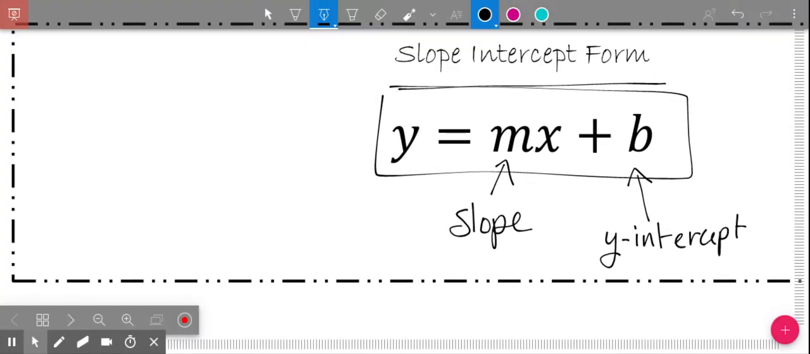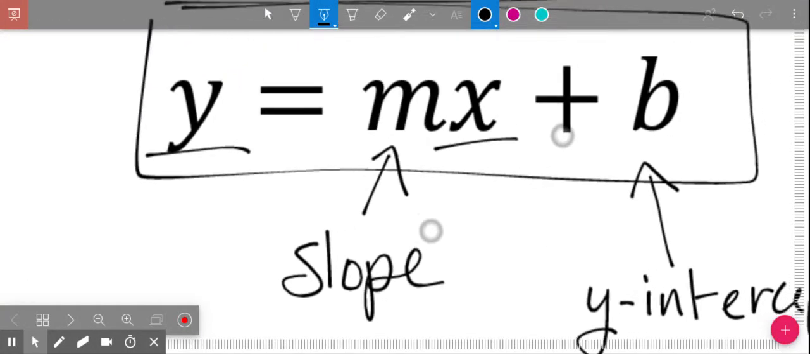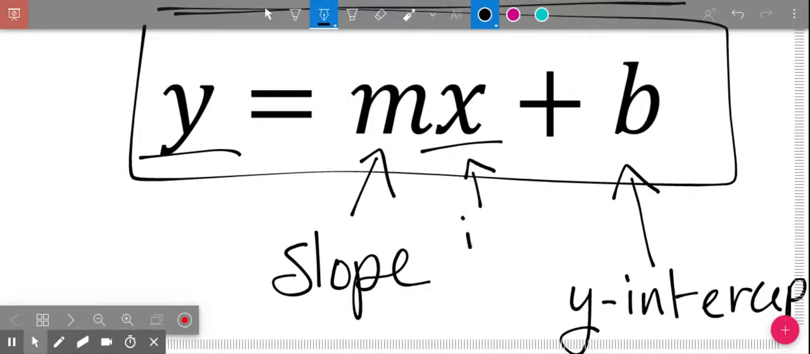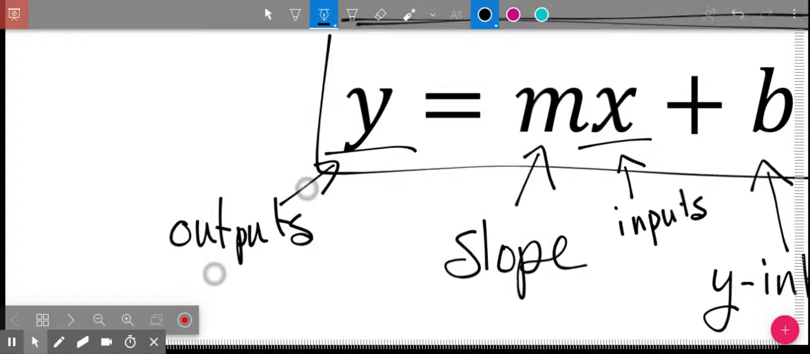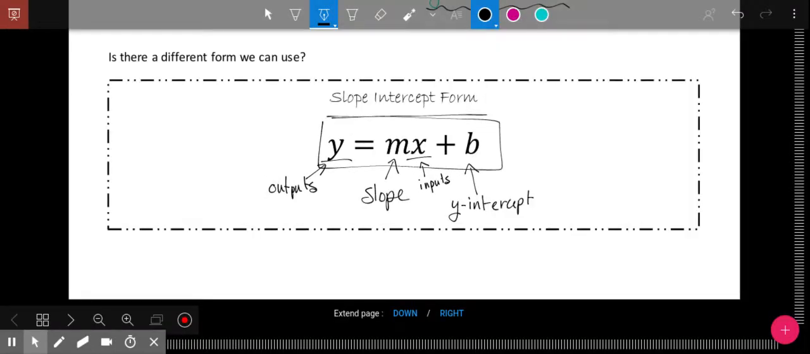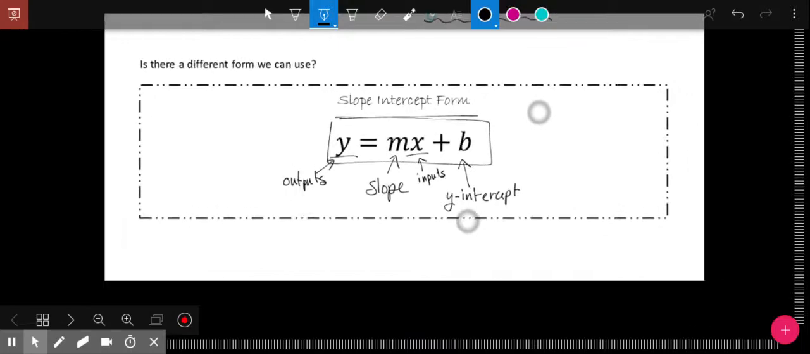And then remember, your x and your y are just your inputs and your outputs. The x is just your inputs, and the y is just your outputs. We're going to be using this form the most often. Most of the time, if I say write the equation, it's going to be in slope-intercept form, just because it is the most common one that we use.